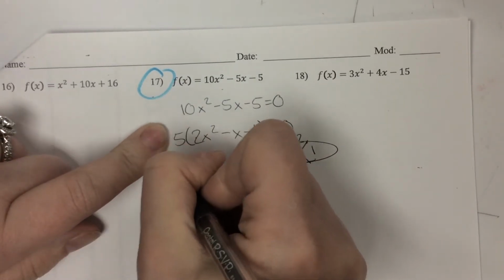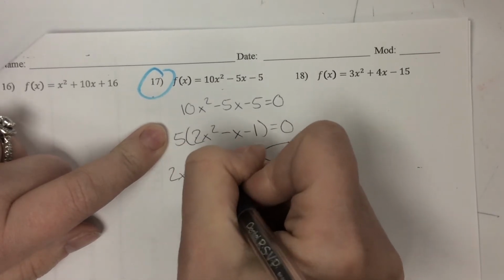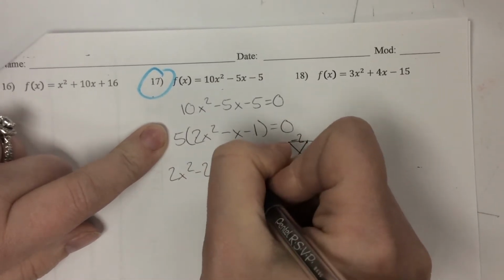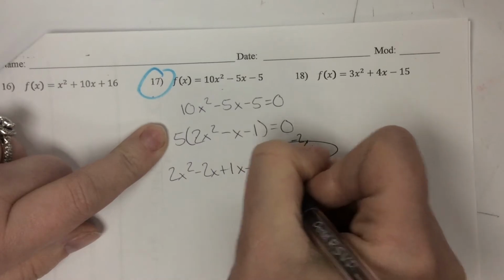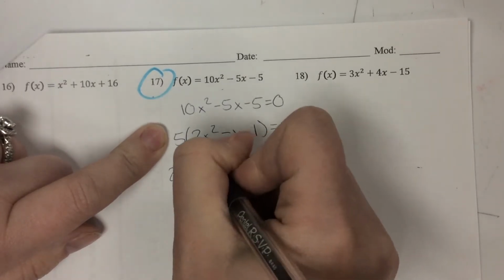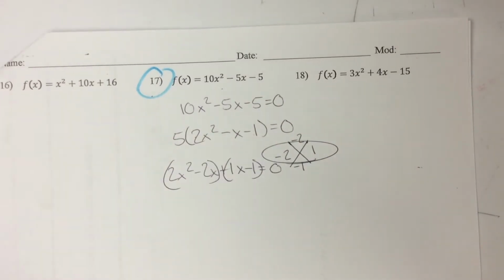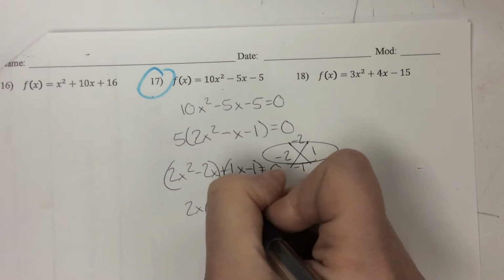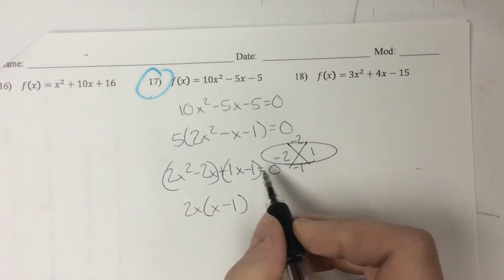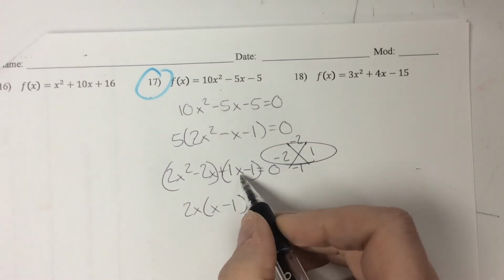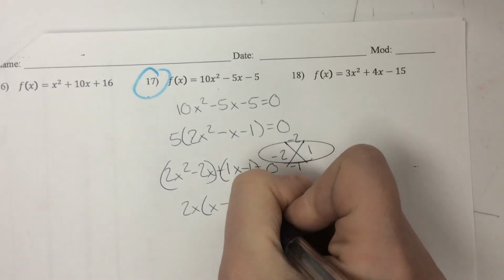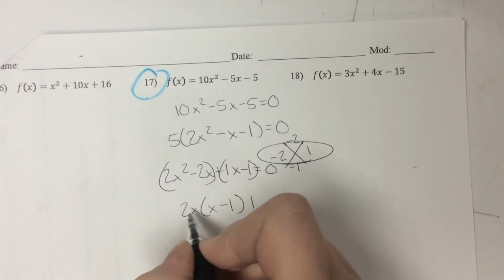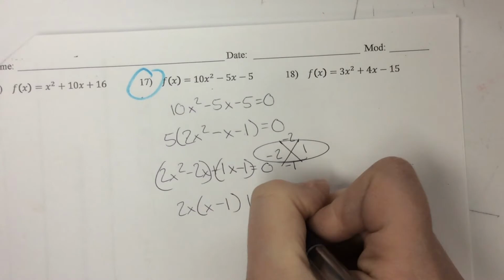So 2x squared minus 2x plus 1x minus 1 equals 0. Group. In my first factor, I can take out the 2 and an x. We're left with x minus 1. In this one, I already have x minus 1, so I'm just going to factor out a 1 so I have something to go with this 2x.